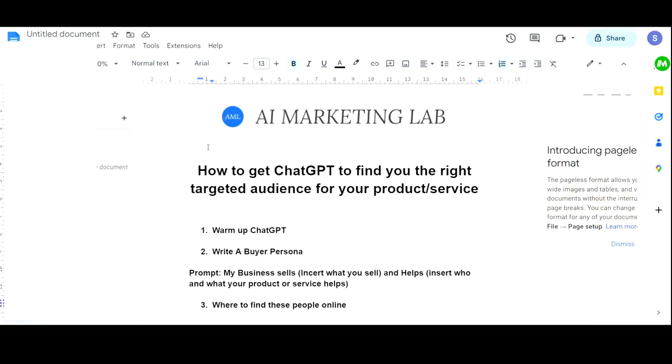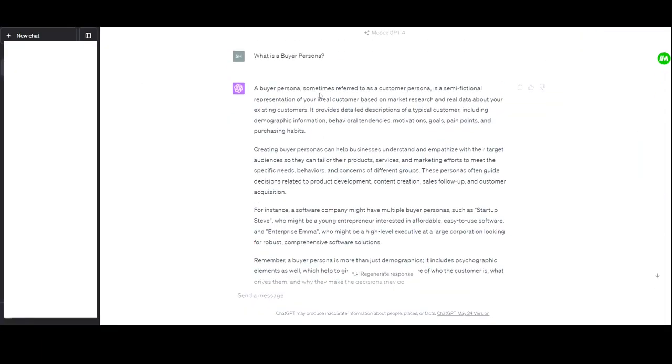Today we're going to look at how to get ChatGPT to find your right target audience for your product or service. What we're going to do is warm ChatGPT up. We're going to create a buyer persona based on what it is that we provide or sell or offer. We need to let ChatGPT know what we intend to do. As you can see here, I've already asked it, what is a buyer persona? This is just to get ChatGPT on the right tracks. It has come back with an answer which explains what a buyer persona is.